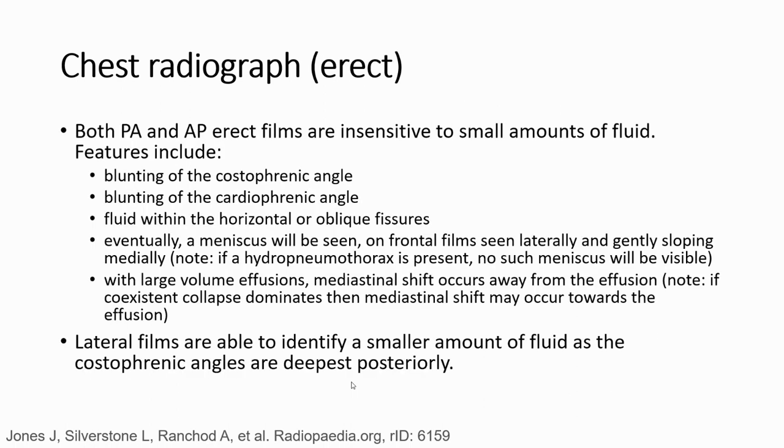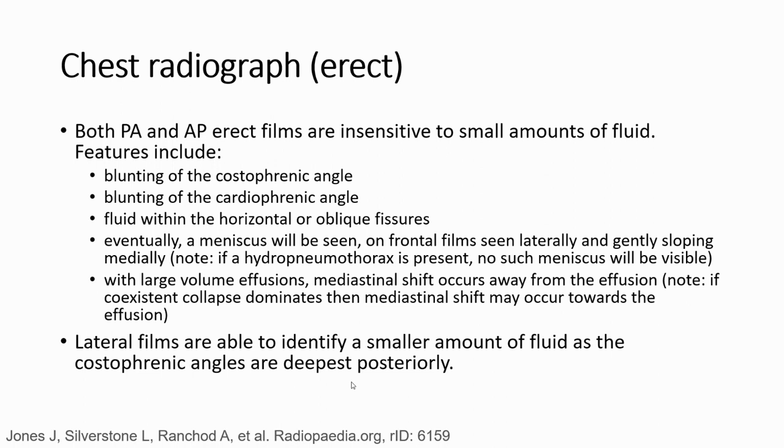Chest radiograph in erect. Even though both PA and AP erect films are insensitive to small amounts of fluid, we can see some signs like blunting of the costophrenic angle, blunting of the cardiophrenic angle, and fluid within the horizontal or oblique fissure. Eventually a meniscus will be seen on frontal films, seen laterally and sloping medially. Note if a hydropneumothorax is present, no meniscus will be visible.